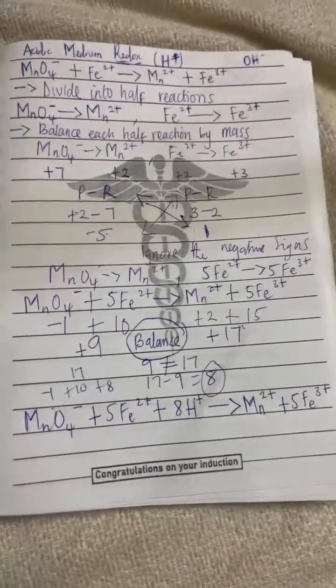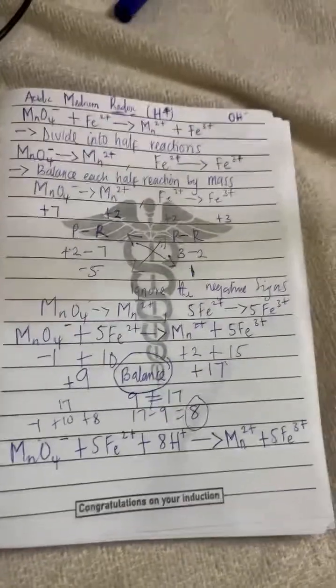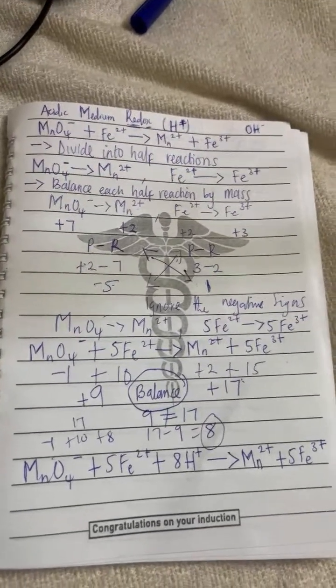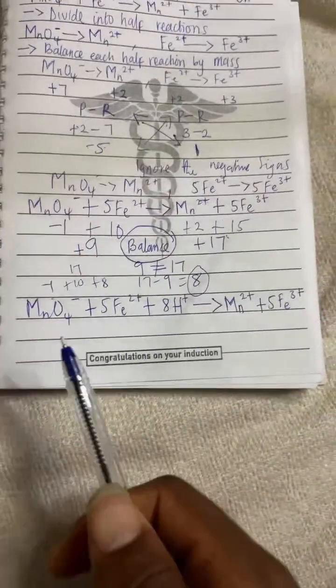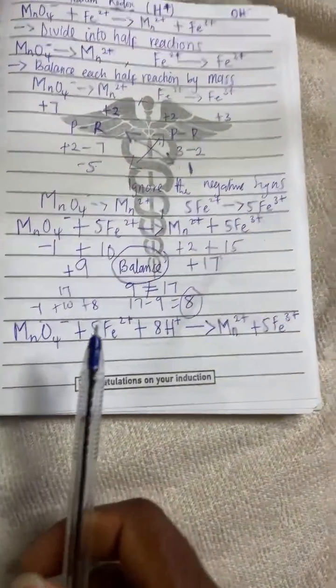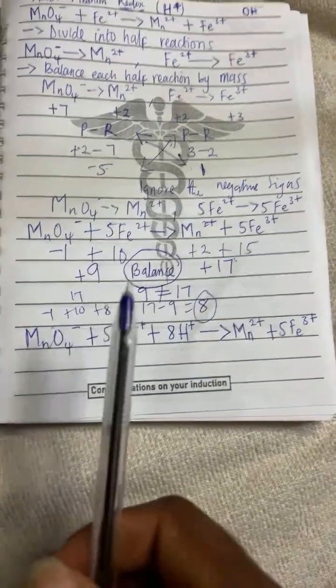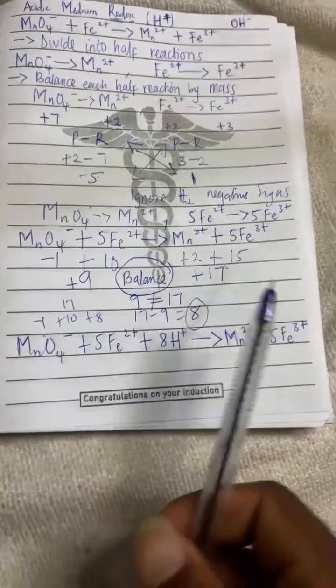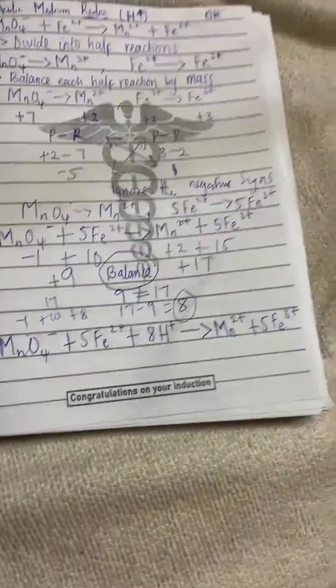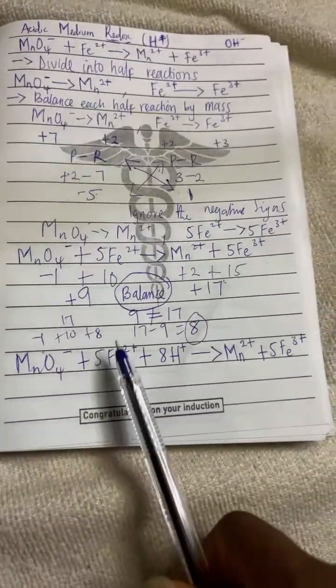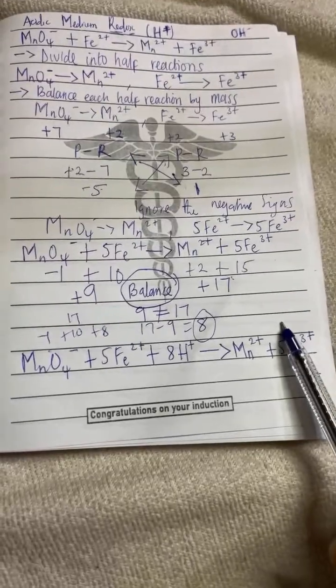So now, let me ask you people a simple question. I want to see how good you people are, or how you have been following me. If we want to add water to this reaction now, where would we add the water? Are we supposed to add the water at the reactant side or at the product side? I want to see how sensible you guys are.